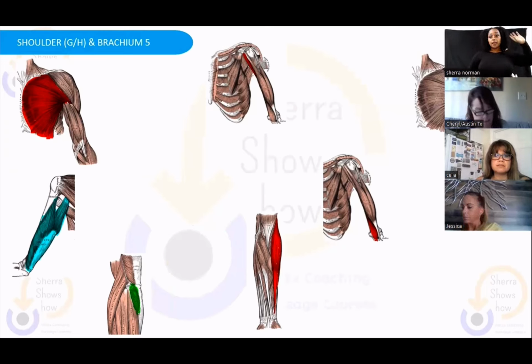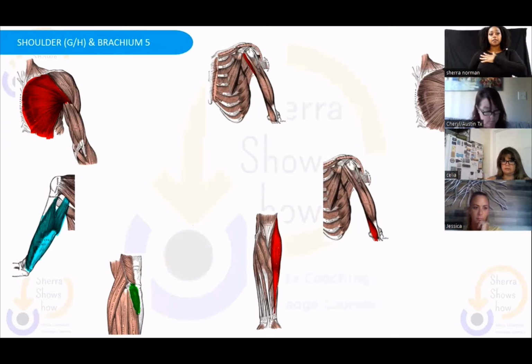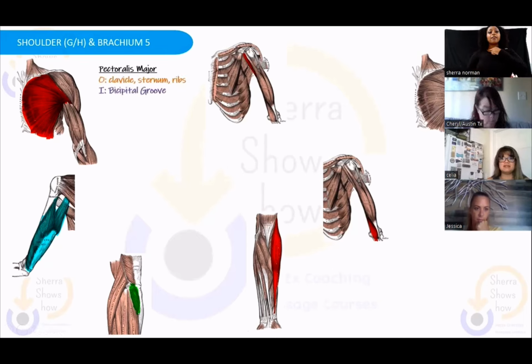So that was most of the shoulders, right? These are the 5 brachium muscles and pec major. So pec major, of course, is the last muscle that pretty much solely acts on the shoulder, the glenohumeral. Pectoralis major starts on the clavicle, the sternum, and the ribs, and inserts on the bicipital groove. 3 muscles insert on the bicipital groove.